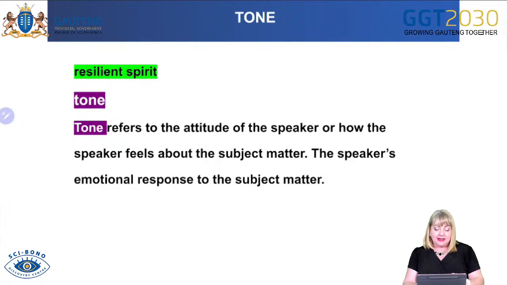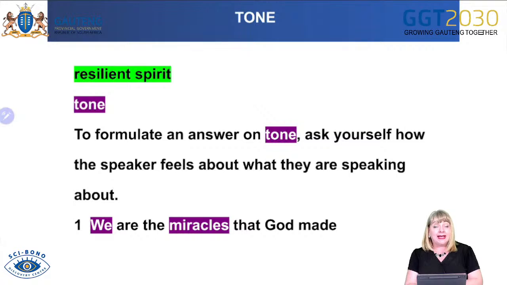And it says here, it's about the speaker's emotional response to the subject matter. So let's have a look at some of the places where we could see the tone. And so to formulate an answer, you ask yourself how the speaker feels. And immediately, the very, very first line of the poem is so illuminating, because the very first thing that he does as the writer is he puts himself in exactly the same place as the people in the poem when he says, we are the miracles that God made.